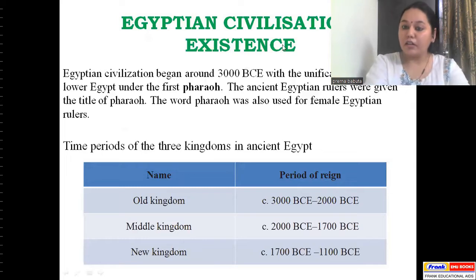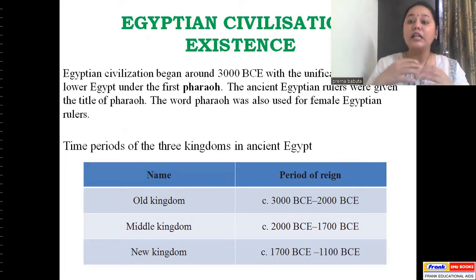So coming to read more about the civilization, as I told you, it began around 3000 BC with the unification of the upper and the lower Egypt. So the two parts, the northern and the southern part, when they merged, the civilization started under the first pharaoh.